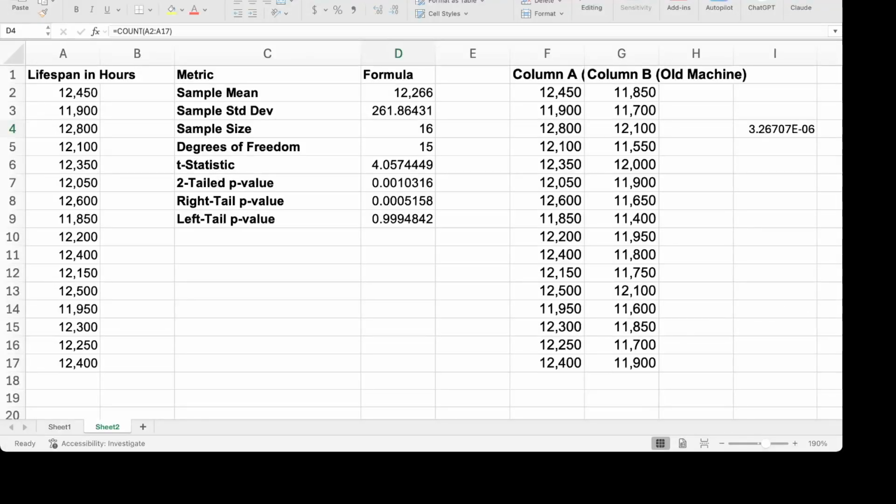Let's imagine this scenario. You manage a light bulb factory. The machines are calibrated so that the average lifespan of a batch should be 12,000 hours. You suspect a new filament formula makes the bulbs last significantly longer than 12,000 hours. You test a sample of 16 bulbs.